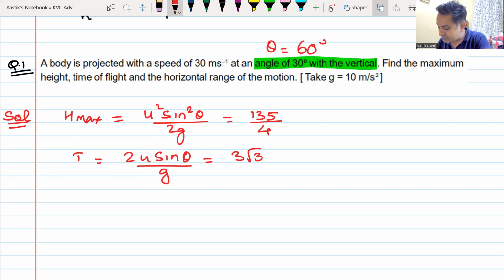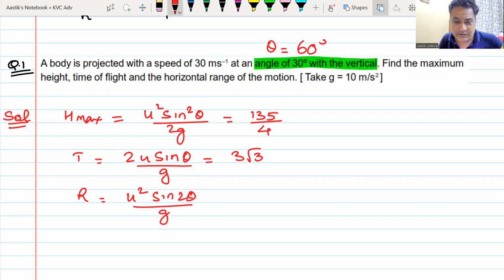The horizontal range R, you can find it out in any way. You can use u square sine 2 theta by g, or you can find out the value of ux and then multiply it by t. No matter how you do it, you will always end up with the same answer.